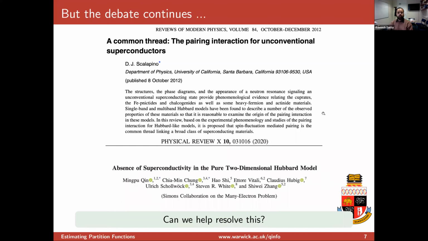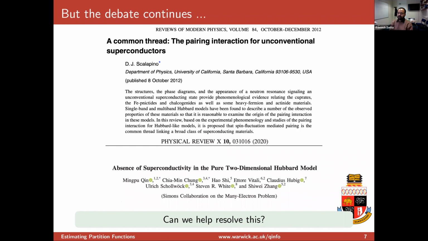I just picked two examples. You see this review from almost 10 years ago by Scalapino saying, well, we've learned so much based on Hubbard-like models, and then a very recent paper by the Simons collaboration saying that if you actually look in the regime of large on-site interaction, there is no superconductivity. It turns out there is superconductivity in these models if you look at weak on-site interaction. But there are all kinds of debates as to the predictions of the model, whether the model itself is a meaningful surrogate for the physics of a given problem is not something I'm addressing.